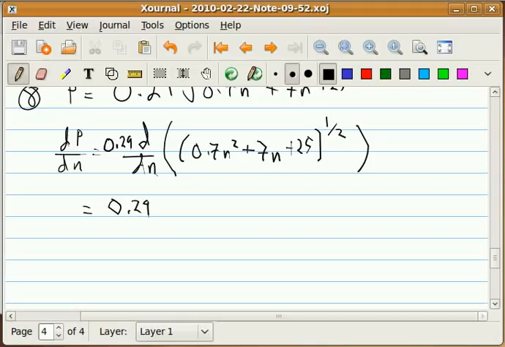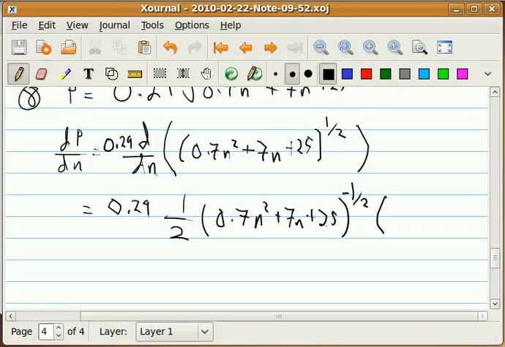Okay, I bring down that power, multiply by the exact same thing inside, (0.7n squared plus 7n plus 25) to the power negative 1/2. Okay, it's the old power minus 1. Okay. And then here's the trick. It's the generalized power rule. So we have to multiply by the derivative of what was inside the power. Okay, what was being raised to the power originally. So I'm talking about the derivative of 0.7n squared plus 7n plus 25.